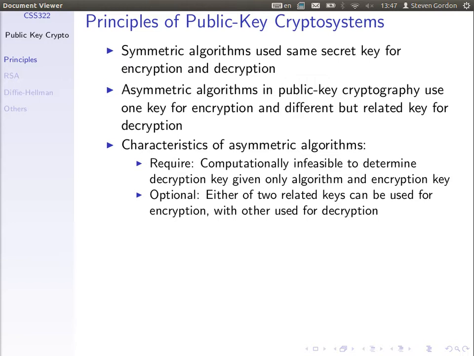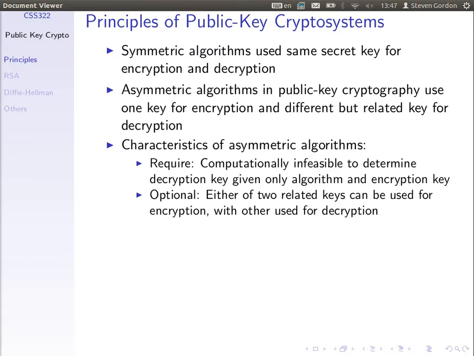What we will need for asymmetric algorithms, where we use two keys, a public and a private key, is that it's hard, computationally infeasible, to determine one key given the algorithm and the other key. If a malicious user knows the algorithm, and we assume in all of our ciphers that the algorithm is known (DES is known, RSA is known, all the algorithms are known in advance), and knows the public key, it should be hard to work out the corresponding private key, because the private key must be kept secret. If they can find it out, it's no longer secret.